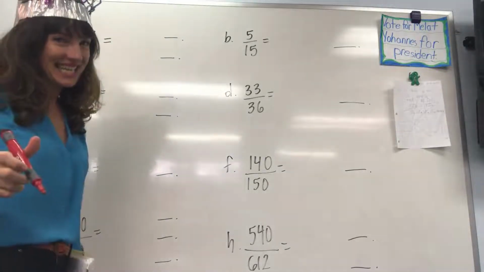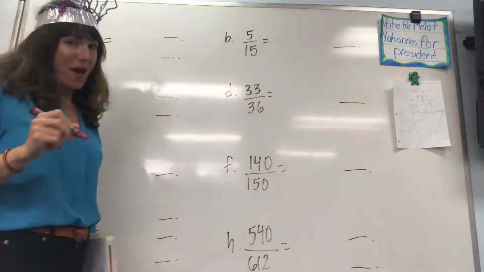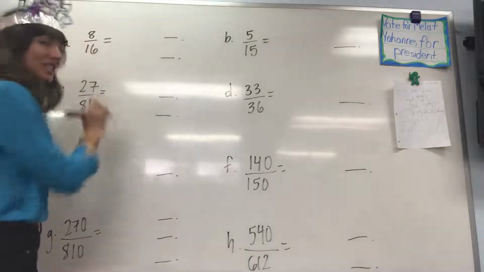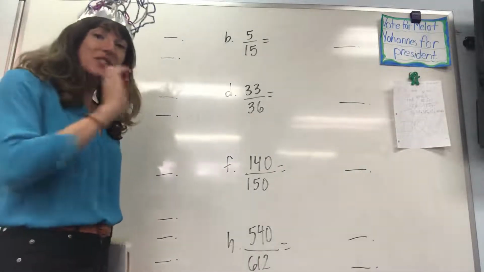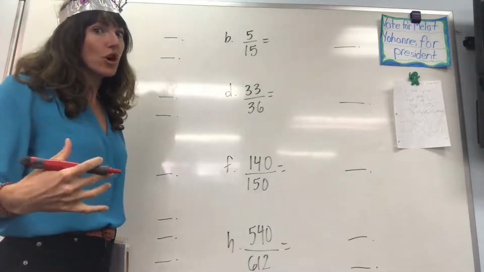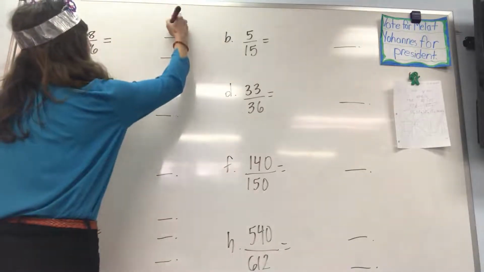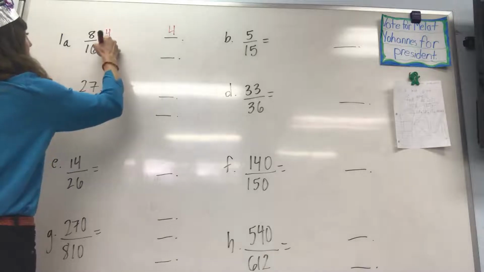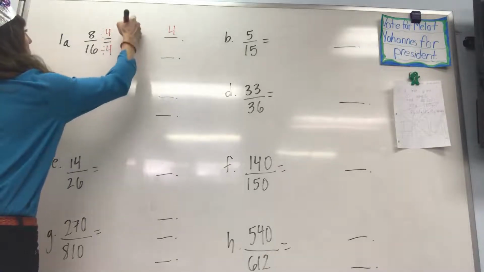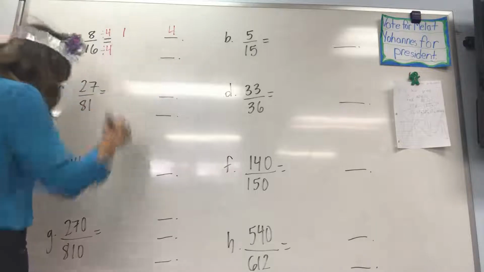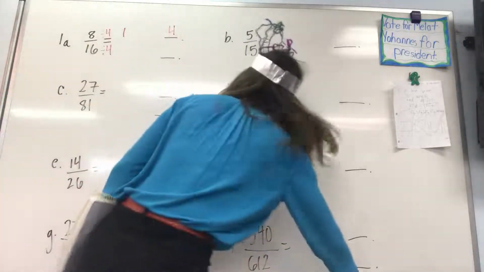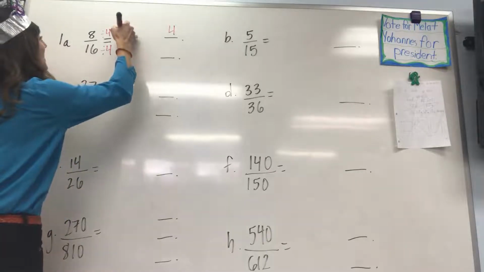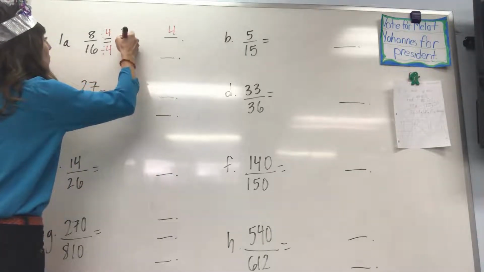8 and 16 are divisible by the number 4. Remember, if the last two digits are either 2 zeros or divisible by 4, then you can use 4, okay? So what we're going to do is divide top and bottom by 4, and we get 1. Mistake, mistake. We get 2 and 4.